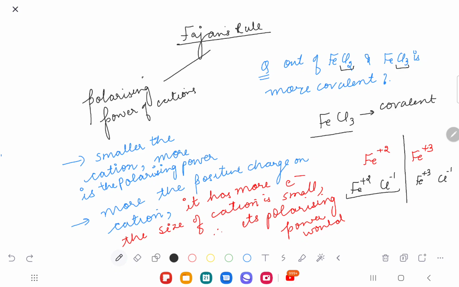Second part. So could I just put it in this way that the more the polarizing power, the more is the covalent character. More the polarizing power, more is the covalent character. Are you understanding my point? Understood? Now, next we'll discuss the anions.